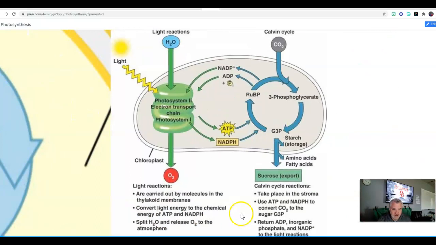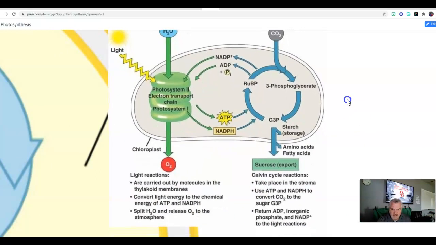Real quick, I'm running low on time. I don't want to run out of time before I go over this. This is kind of summarizing these 2 processes. Remember, the light reaction is going to occur in the thylakoid membranes of the chloroplast, in which light energy is going to be converted to ATP and NADPH, and water molecules are split to provide the electrons for this whole process, and oxygen is released.